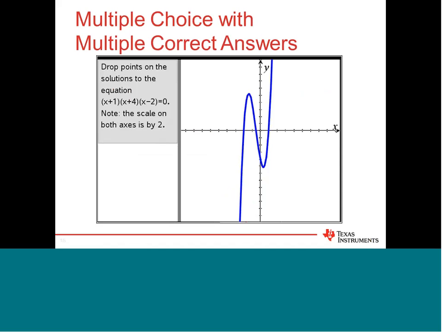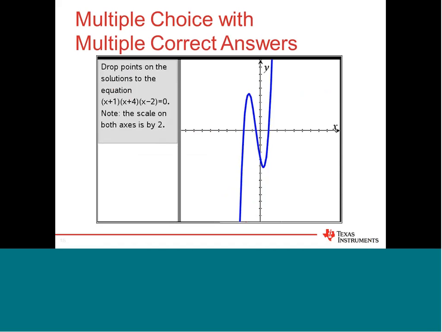And here's an example of a multiple choice question with multiple correct answers. So on Inspire Navigator, we can have students physically drop points onto the graph. I provided an equation there. They can go and they can drop the solutions, and hopefully my students will understand that those solutions are the x-intercepts.